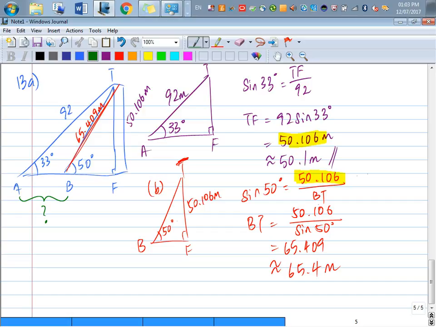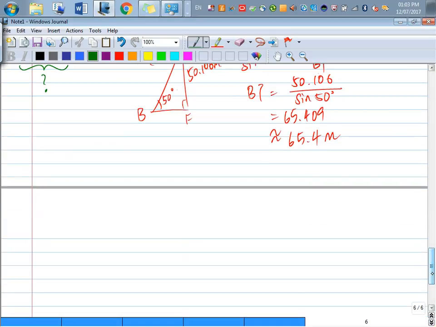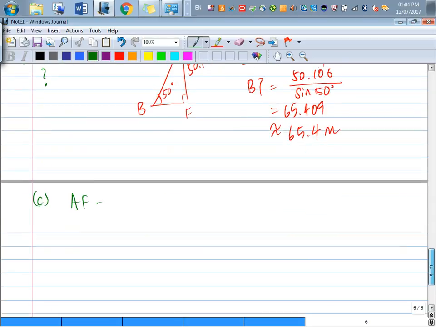Find AF, okay? Then what do you do after that? Okay, his method, his approach is to find AF, then subtract BF. Yeah, that sounds logical. So question is how to find AF. So part C, he wants to use AF minus BF. Okay, so how to find AF?